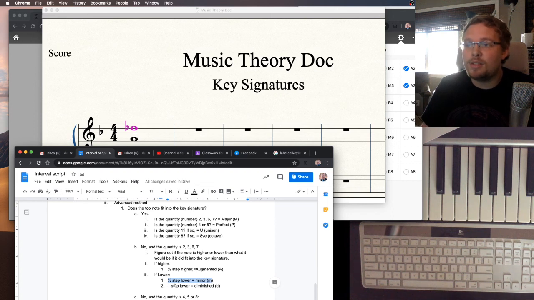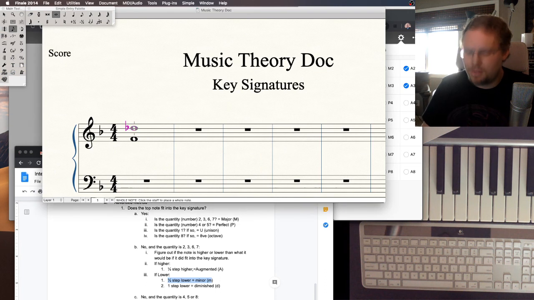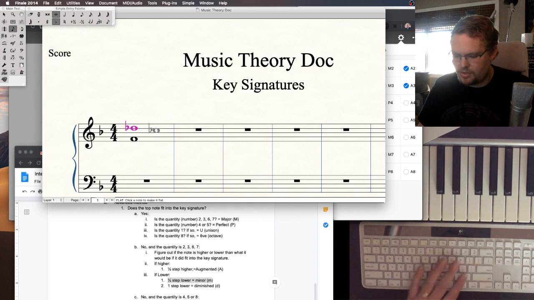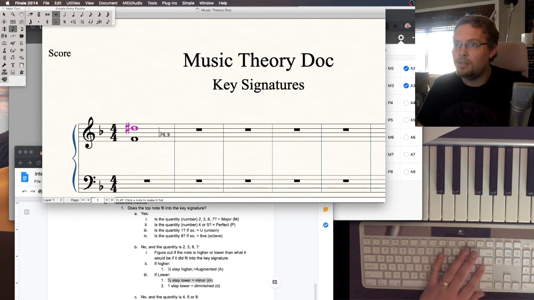Now, if it was a whole step lower, like 2 notes, there's actually a thing called a double flat, which is not going to let me do that, maybe. Can I put another flat on there? How do I double flat this thing? A double flat essentially just has 2 flats on it. I don't know why I can't add a double flat.